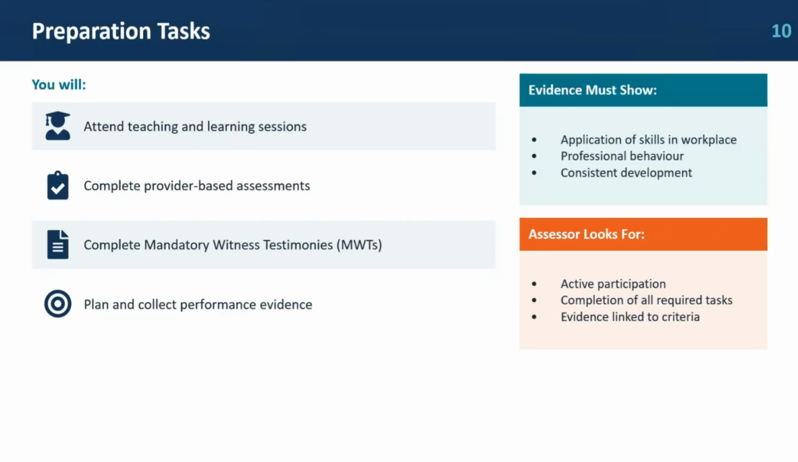You will also need to plan and collect your performance evidence, which shows what kind of work you are doing in your workplace. All of your evidence should clearly show that you are applying your knowledge, behaving professionally, and improving over time, right? Your assessor will look for active participation, meaning you are engaged in learning, completing tasks properly, and submitting evidence that is clearly linked to the required criteria.